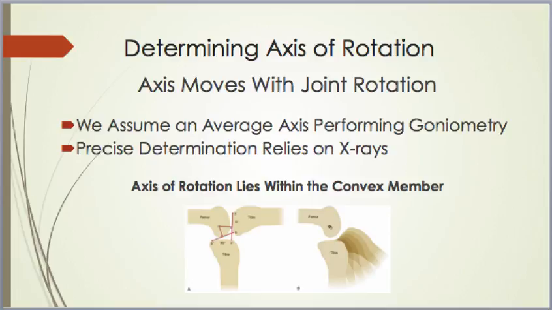So when we perform goniometry, we're really not concerned about trying to figure out exactly where the axis of rotation is, but we should understand that that axis of rotation lies within the convex member of the joint. So when we move the shoulder into shoulder flexion, the axis of rotation is not in the scapula, it's in the humeral head. When we look at the knee, the axis of rotation is in the femur, not the tibia, because those are the convex members of those joints.